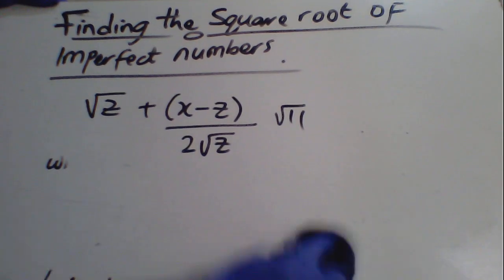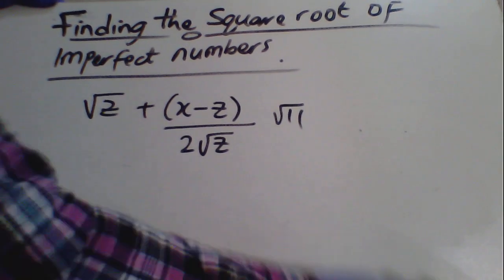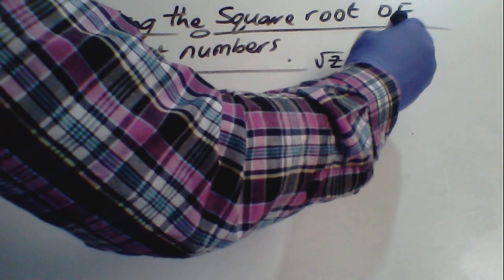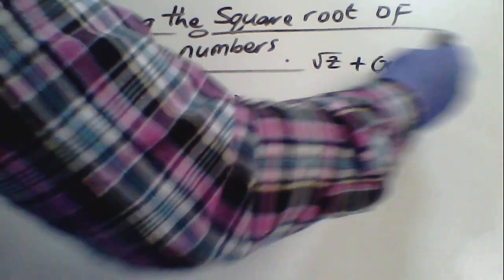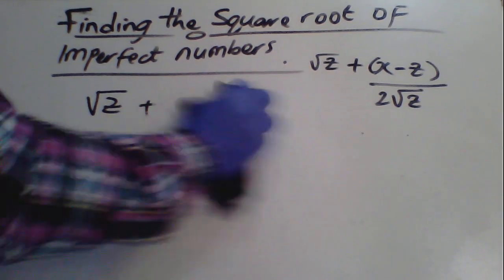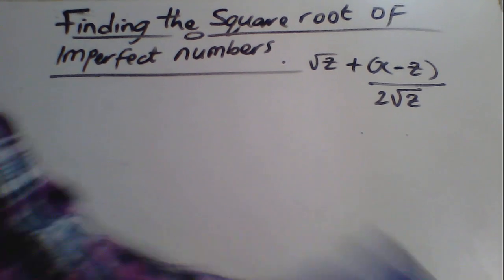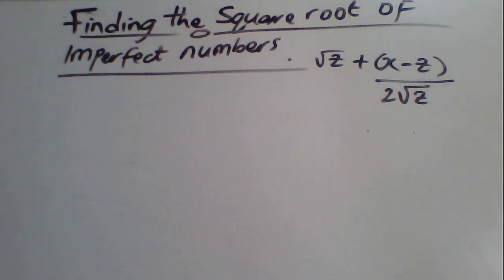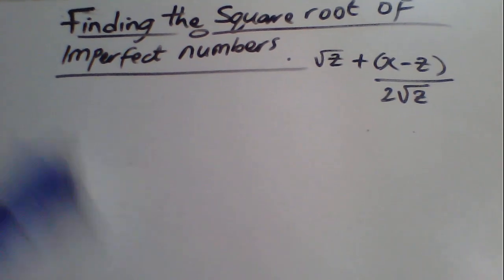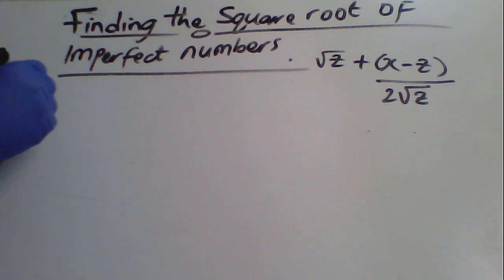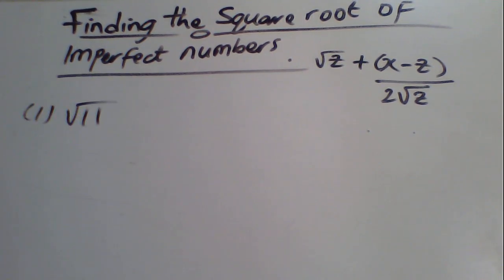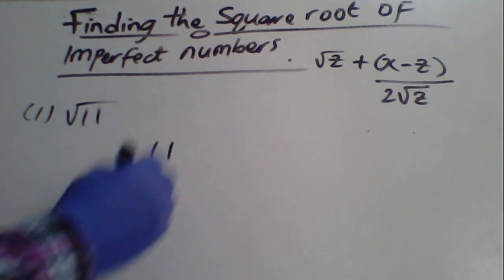Let's use it to find the square root of 11. Let me write the formula here: z plus x minus z divided by 2 the square root of z. So for example, if you are given the square root of 11, how do you find the square root of 11? The first example, you are required to find the square root of 11. The first thing is just write 11.